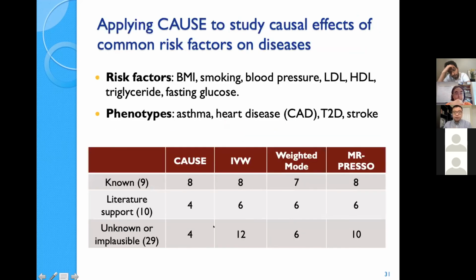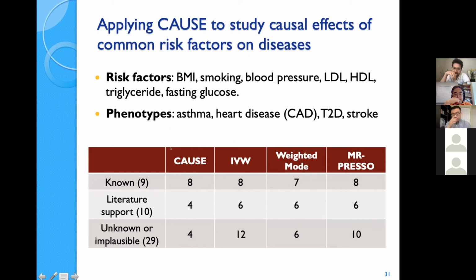And then we apply this causal model to real data. So we assess possible causal effects of common risk factors on phenotypes. For common risk factors, we look at body mass index, smoking, blood pressure, lipid levels, and fasting glucose. And for the phenotypes, we look at a few common disorders: asthma, CAD, type 2 diabetes, and stroke.